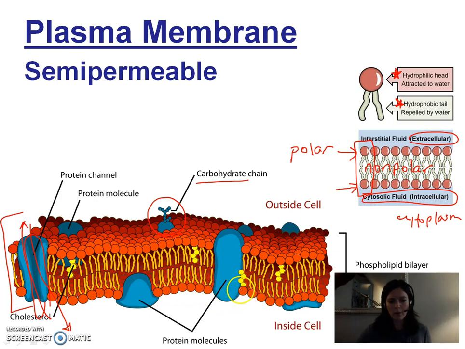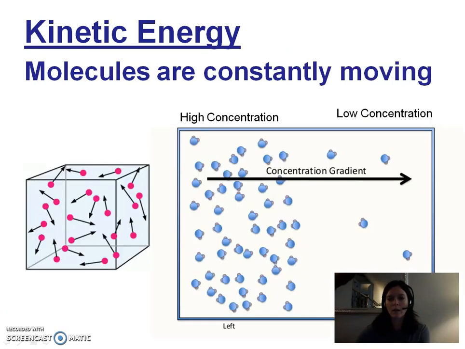If you'll notice here, you also have cholesterol molecules in yellow, and these are actually a major part of our cell structure. So don't think that cholesterol is all a bad thing. The cholesterol is actually a really important piece of our plasma membrane. All right, let's move ahead.